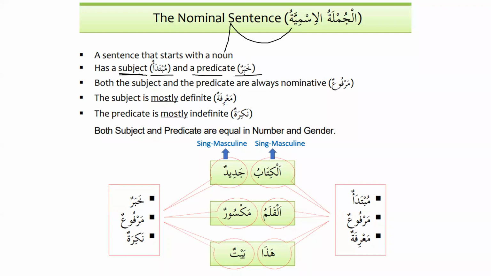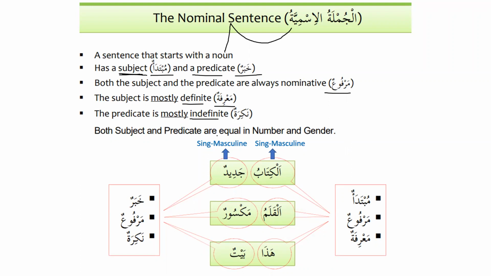So mubtada'un and khabarun, both the subject and the predicate are always nominative. They are marfu', as we know, that either they have dhamma or dhammatan. The subject is mostly definite, ma'rifatun, and we have discussed this a lot, starting from lesson number 1. And the predicate is mostly nakiratun or indefinite. And you remember that the combination of definite and indefinite makes a complete sentence.